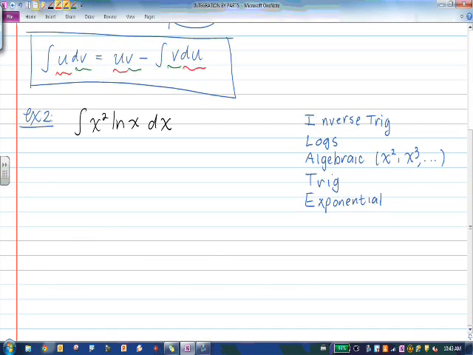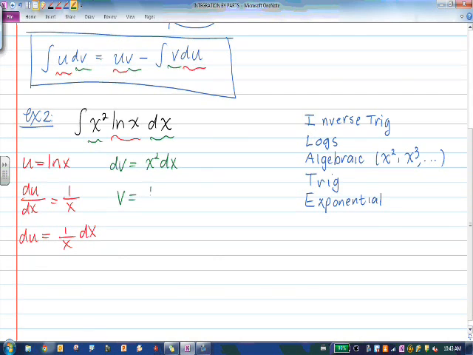So right away here we can see that we should choose u to be the log, because that's what comes first in ILATE. So du dx is just 1/x, and if I move the dx over, du is 1/x dx. So by default, all that's left over is the x squared dx, so that has to be my dv. Notice that dv has to be integrable, and you can integrate that as 1/3 x cubed. So now we're ready to plug everything into the formula.